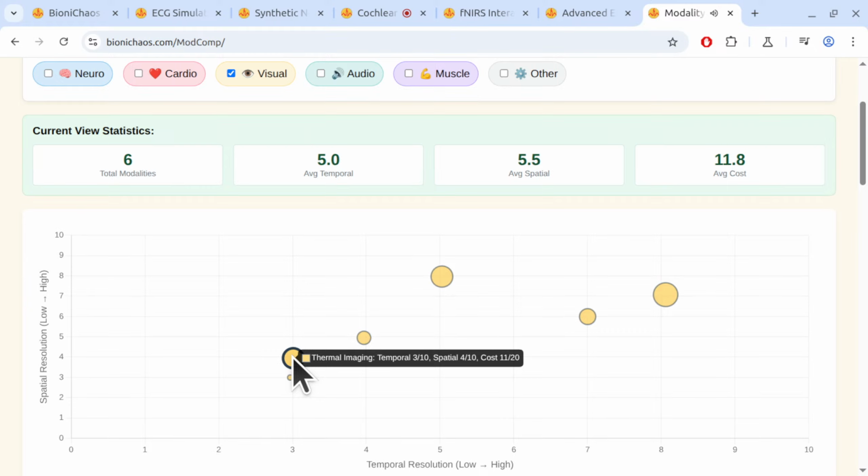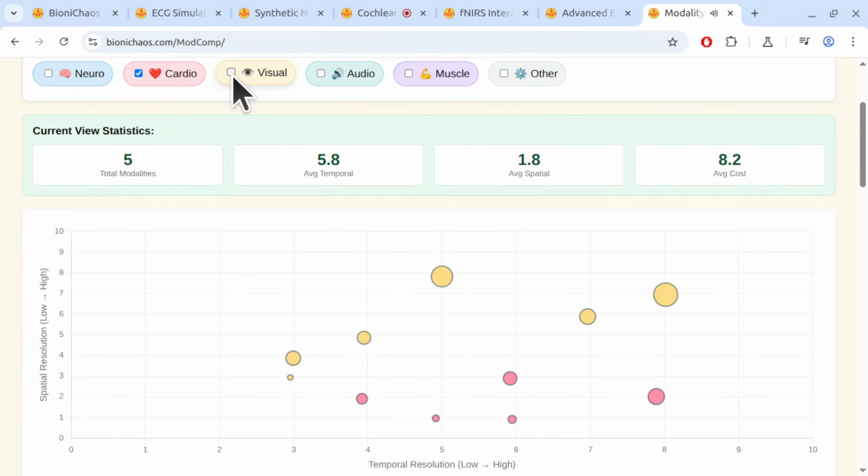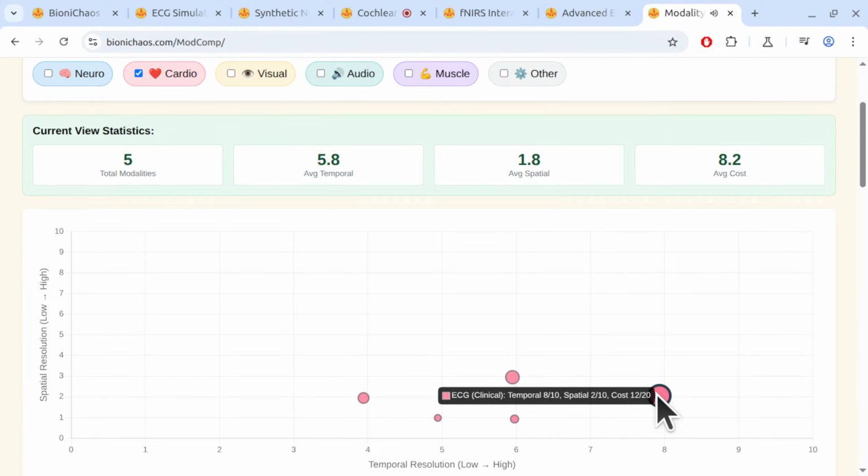Okay, let's listen to the heart. Cardiomodalities. Right. And again, that clinical versus consumer split is really clear with ECG, the electrocardiogram. Clinical ECG, 8 temporal, only 2 spatial, but 12 cost. That's for proper medical diagnosis in a hospital or clinic. And the consumer version, like in my watch. Yep.